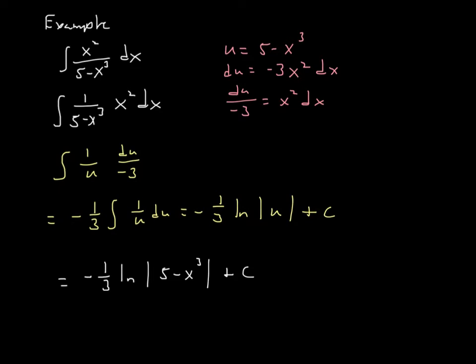Because it's an indefinite integral, we always need to use that plus c at the end, plus that constant. And because we started out with x, we need to finish with x. I know u is equal to 5 minus x cubed, so the final answer is negative 1/3 times the natural log of the absolute value of 5 minus x cubed plus c.